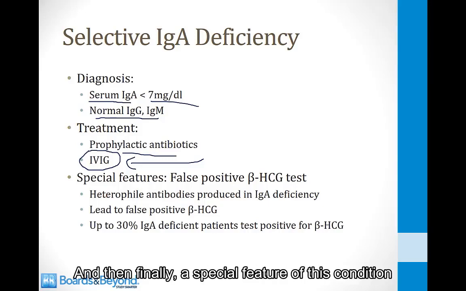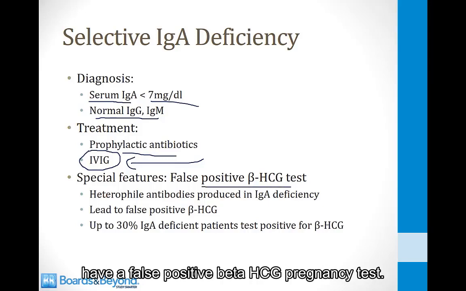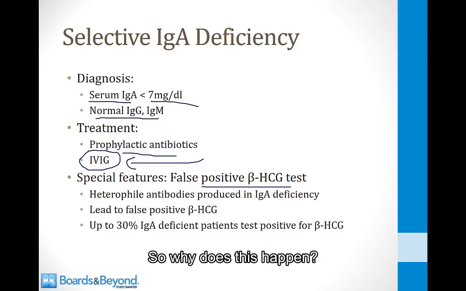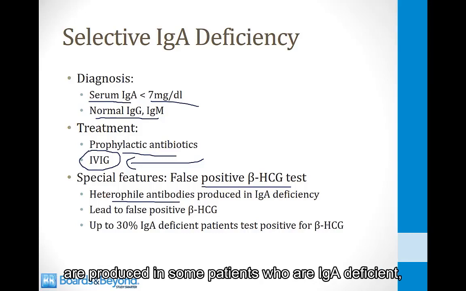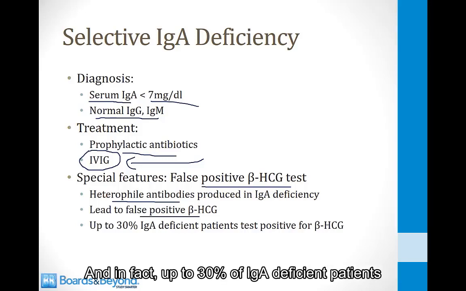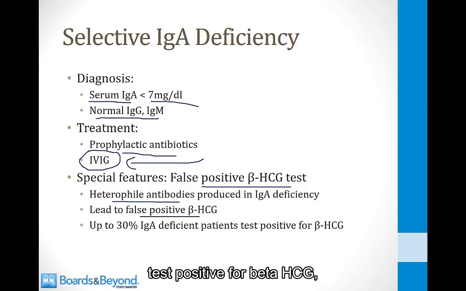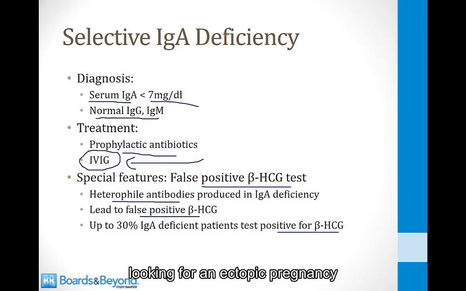And then finally, a special feature of this condition is that many women with IgA deficiency have a false positive beta-HCG pregnancy test. So why does this happen? It turns out that antibodies called heterophile antibodies are produced in some patients who are IgA deficient. And these antibodies lead to a false positive beta-HCG test, and in fact up to 30% of IgA deficient patients test positive for beta-HCG. And in the literature, you can unfortunately find case reports of women who had exploratory laparotomies looking for an ectopic pregnancy because of a positive pregnancy test when in fact they were IgA deficient.